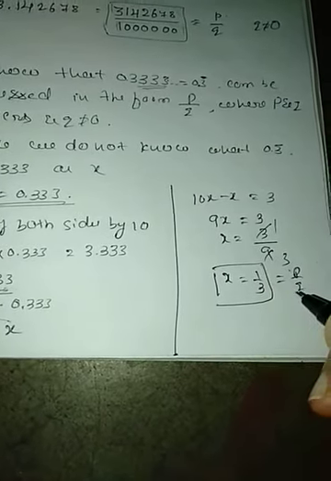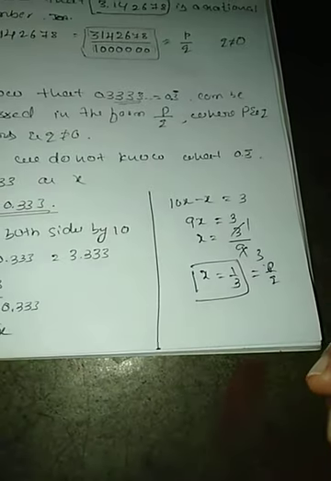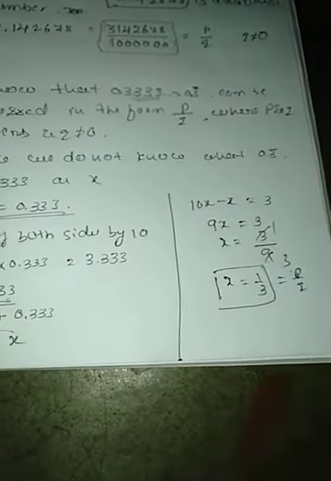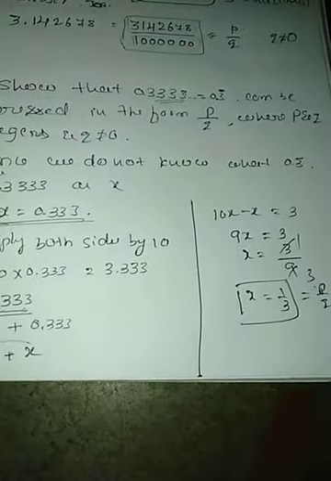This is a rational number. It can be represented in p by q form. Like that, you solve all the exercise problems.